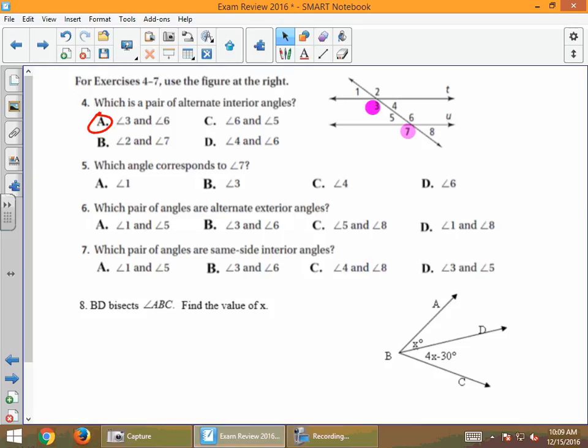So I look over here. This 7 is in the lower left. If I think about quadrants, which other one is in the lower left? It is 3. So B is the correct answer for that one.